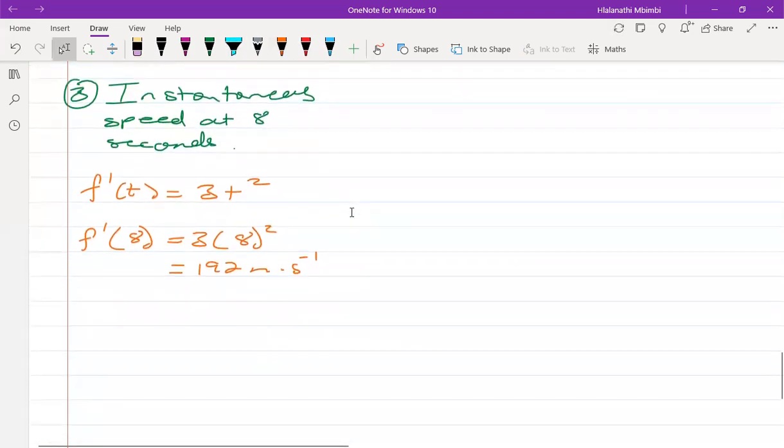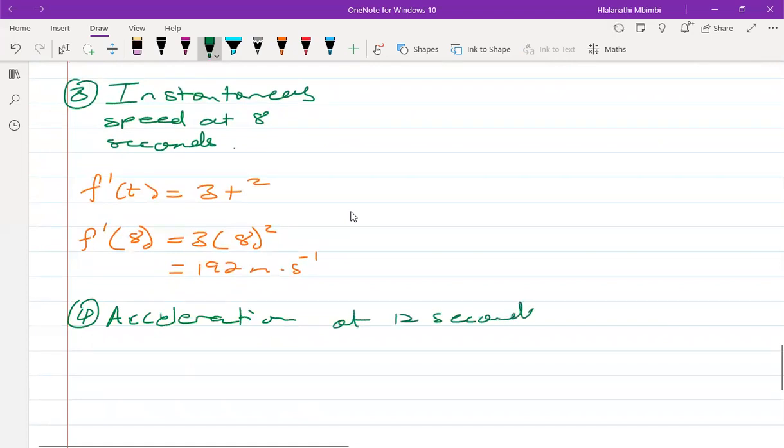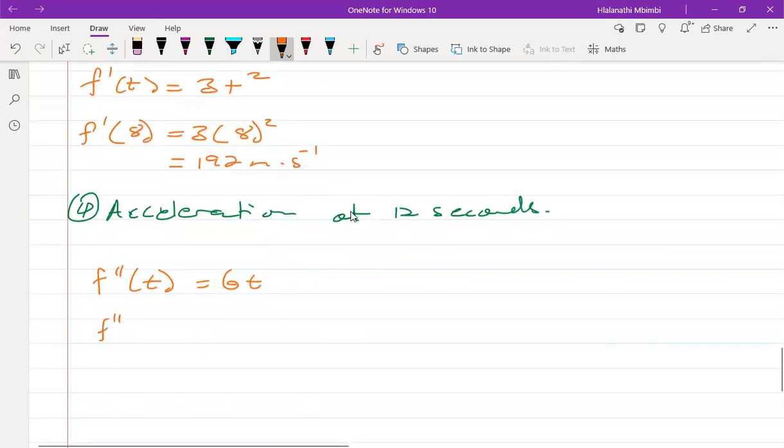Now, the next one. Thank you. They want to know what's the acceleration of the rocket at 12 seconds. For that one, you must take the derivative of the derivative, or just the second derivative. It looks like it would just be 6t. They want to know after 12 seconds. Please do that for me as well. 6 times 12, would that be 72?